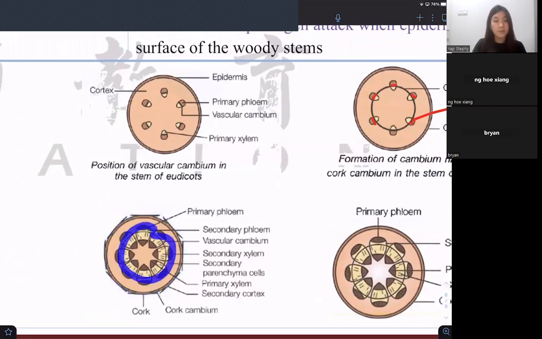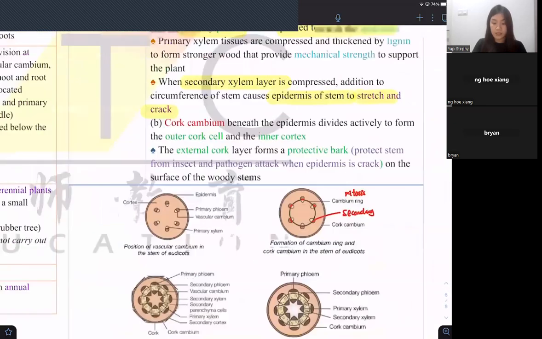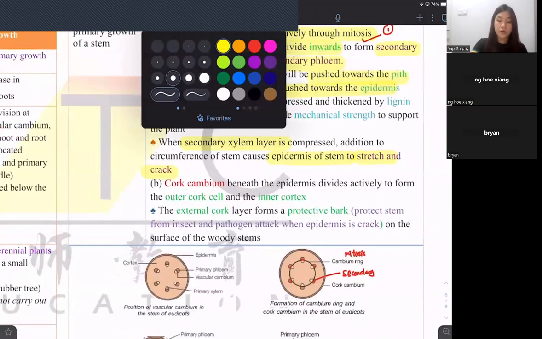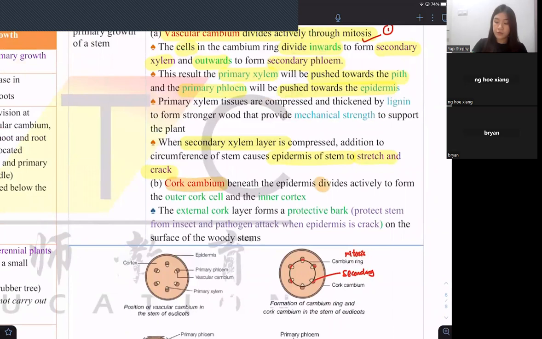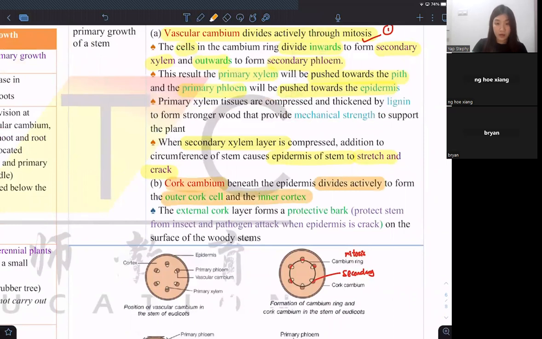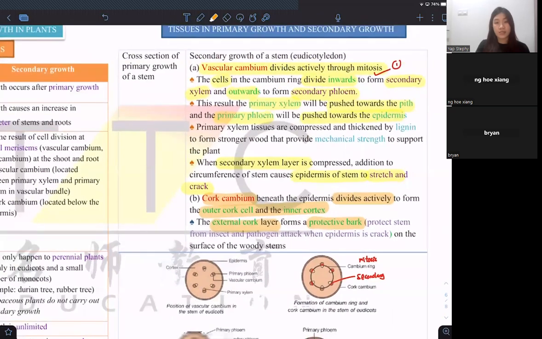Because the inside becomes bigger. Okay, yeah, for this one. And also, the cork cambium will undergo mitosis, so it will produce a lot of new cells. They will form the outer cork cells and also the inner cortex. The external cork layer will form a protective layer, so it can protect the stem. Okay, yeah, like this. So this is the function of secondary growth.